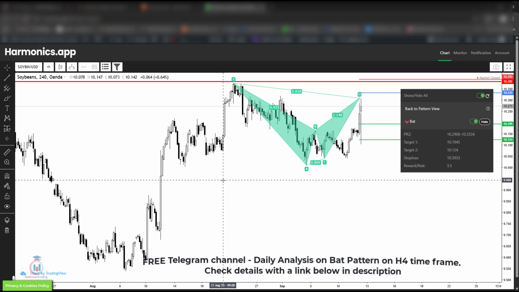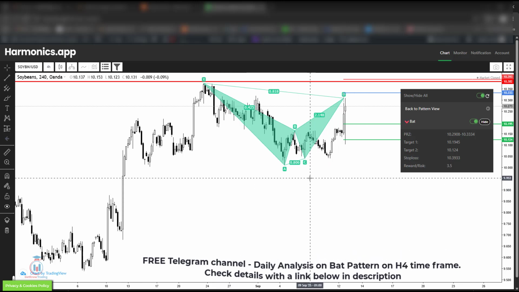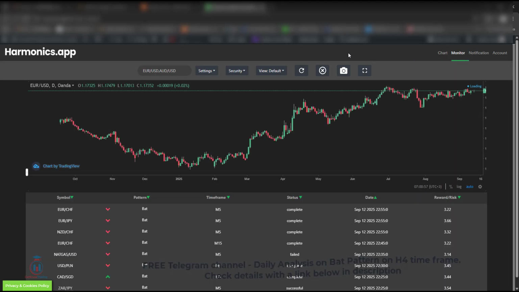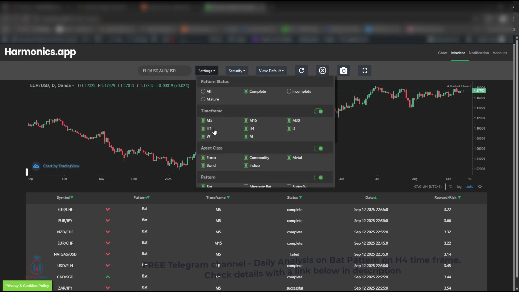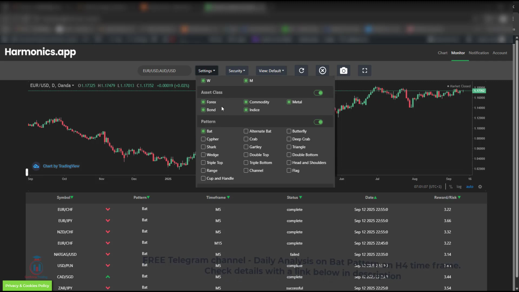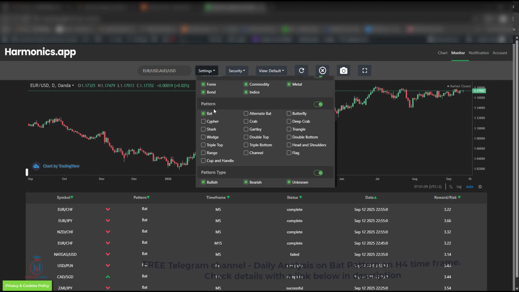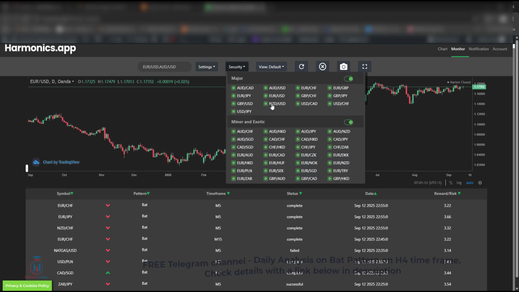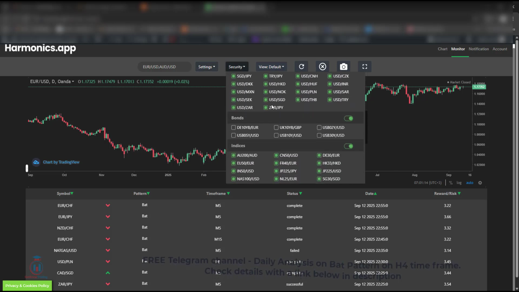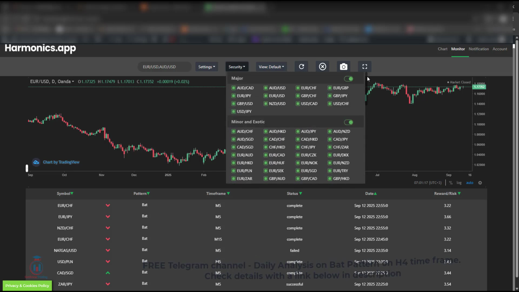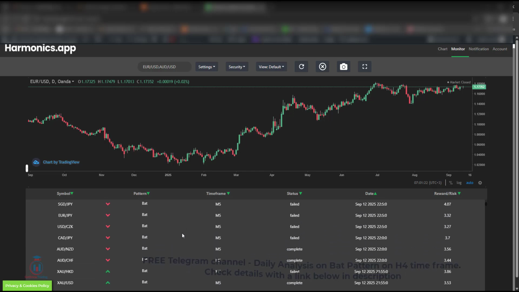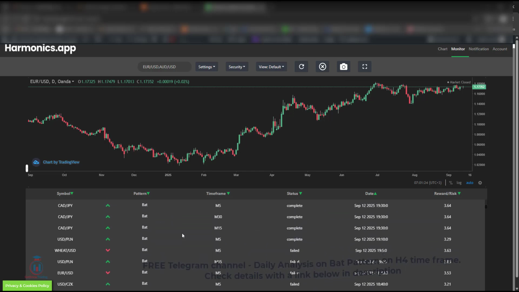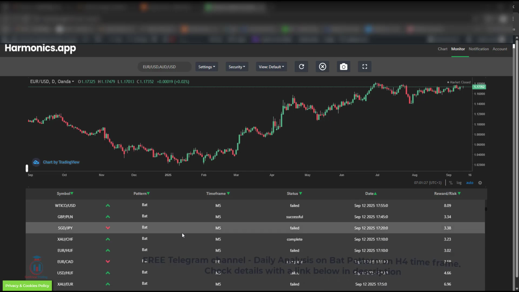It is very simple to select all of the settings, and inside the monitor you have another option to make the analysis, which has the same settings. Inside the settings you can use the time frame, you can use the asset class, which means which symbols you would like to use, which pattern, and then inside the security you select in more detail which of the symbols you would like to track. When you select which ones you would like to use, below inside this table you again get information on all patterns that have been detected by the Harmonic scanner.